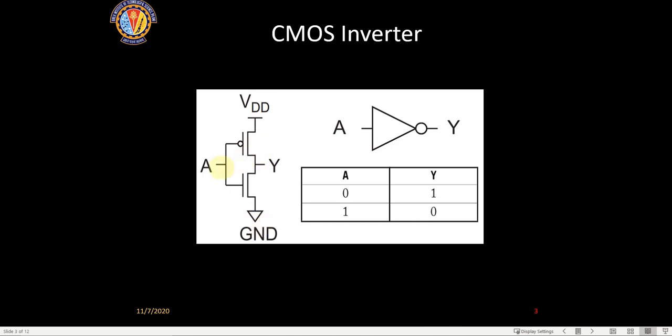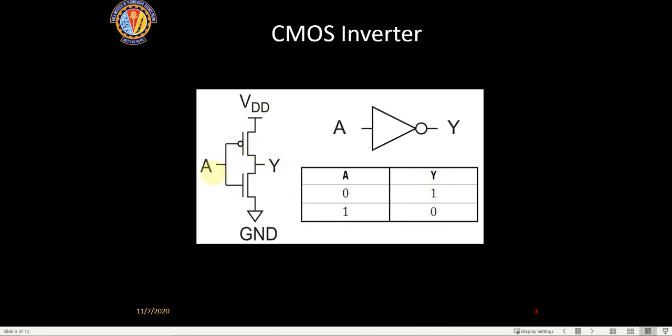The only time there will be a path between VDD and ground is when A is transitioning from 0 to 1 or 1 to 0. So this is a simple inverter. What happens when I give a 0 here? This transistor is off and this one is on. If this is on, whatever the VDD voltage is becomes available at Y, so this becomes 1.